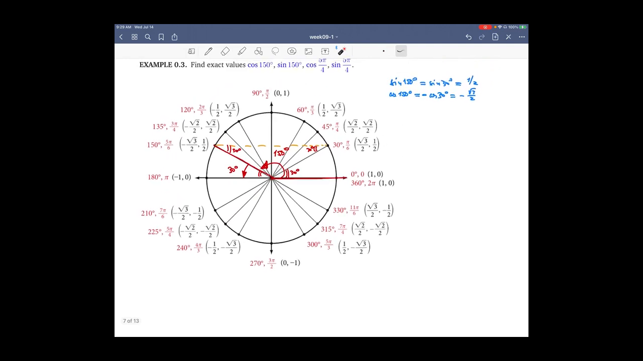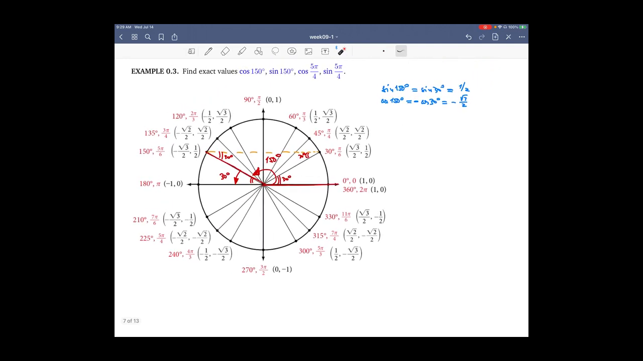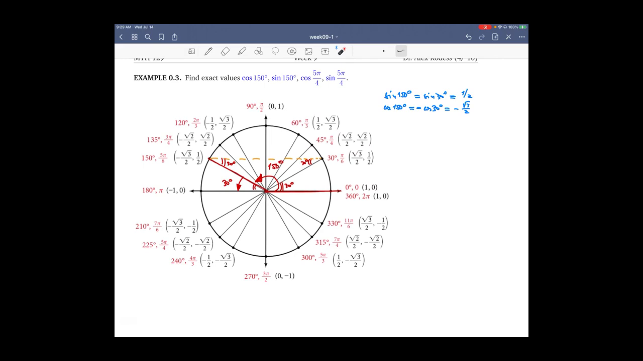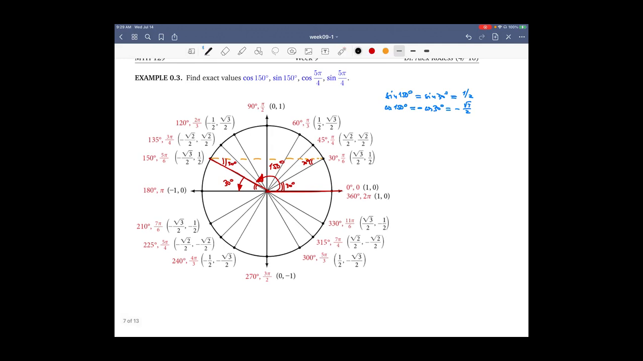So how do we find cosine and sine of 5 pi over 4? Well, we see immediately that the reference angle here is pi over 4. Again, the reference angle is the smallest acute positive angle between the terminal side of our angle and the x-axis. That's pi over 4, and therefore this is pi over 4.